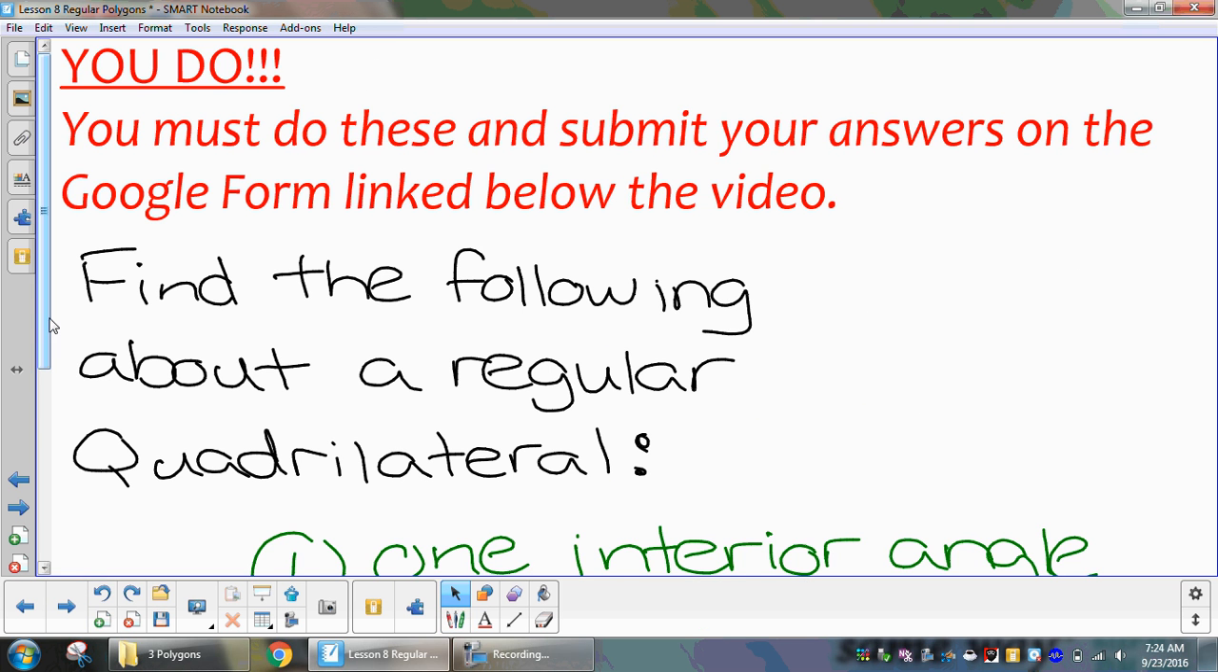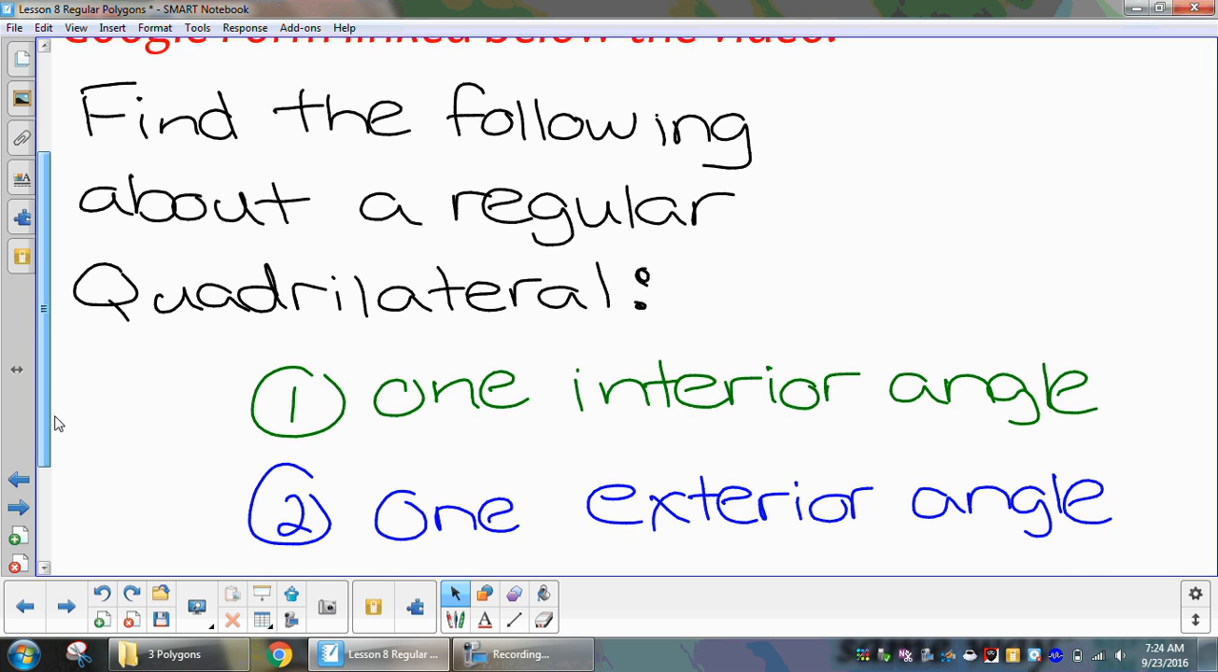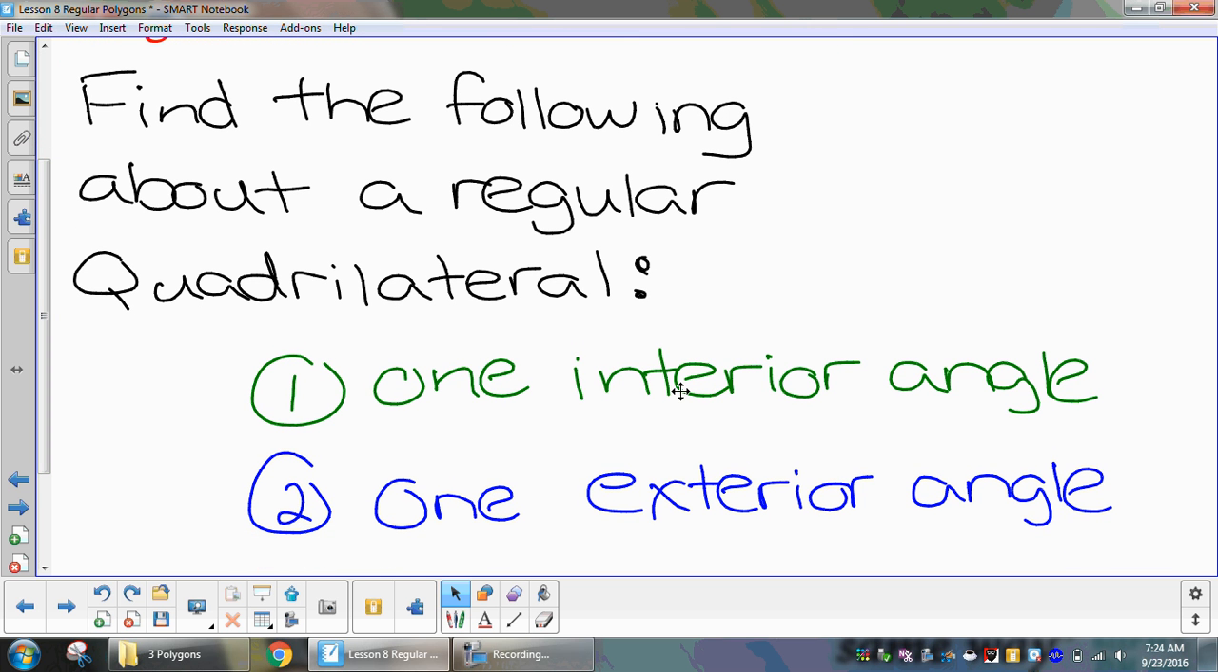So we're going to do 2 you-dos. I want you to find out one interior angle of a regular quadrilateral, and one exterior angle of a regular quadrilateral.